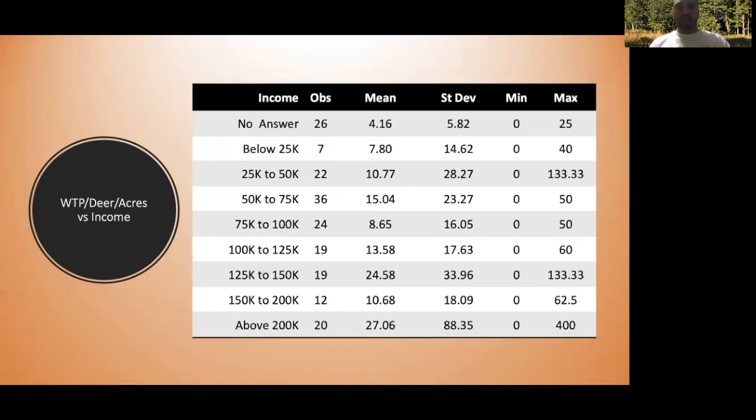Based on income, average willingness to pay per year per acre is highest, which is about $27, among respondents with income category up to $200,000 or above. They also have the highest maximum willingness to pay per year per acreage, which is $400. Whereas lowest willingness to pay per year per acreage, which is about $8, is among respondents with income categories $25,000 or below. And they also have the lowest maximum willingness to pay per year per acreage.